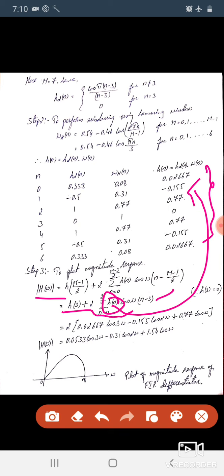Then if I plot based on this equation, you will get a graph like this. This is the plot of the magnitude response for the FIR differentiator. This is how you have to solve the problem.